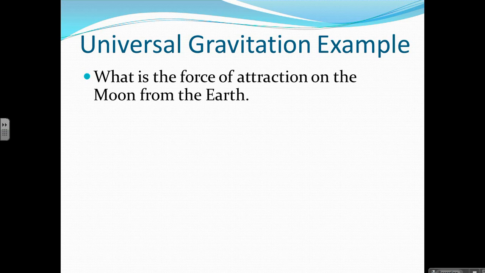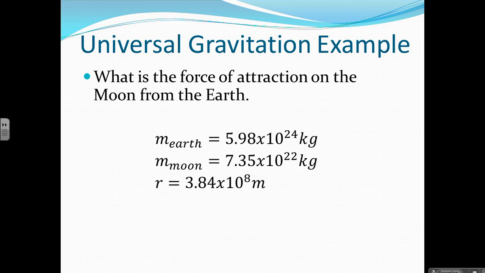Let's go over an example of universal gravitation. Now I want to know, what is the force of attraction between the moon and the Earth? First, some constants. The mass of the Earth is 5.98 times 10 to the 24 kilograms. Mass of the moon is 7.35 times 10 to the 22nd kilograms. The radius, or the distance between the Earth and the moon, is 3.84 times 10 to the 8 meters. And our gravitational constant is 6.67 times 10 to the negative 11 newton meters squared per kilogram squared. And what I want to know is, what is our force of gravity?